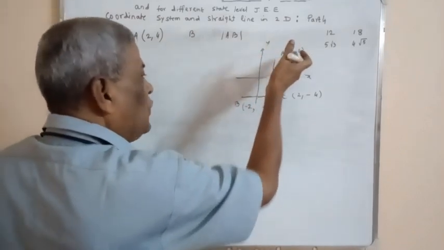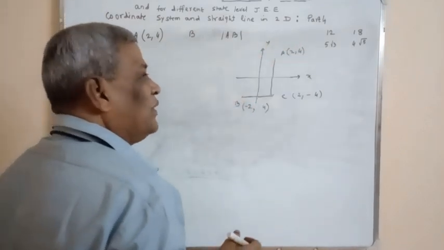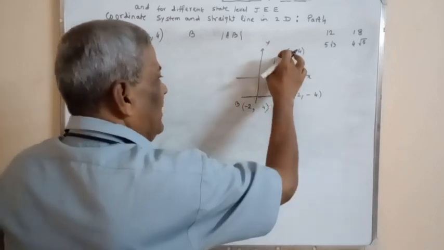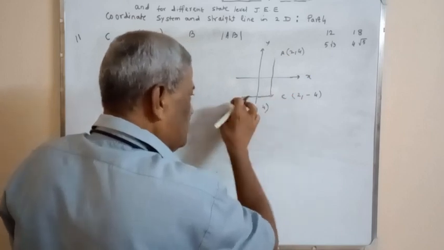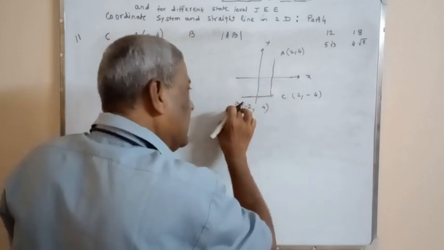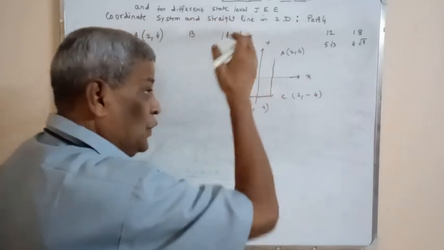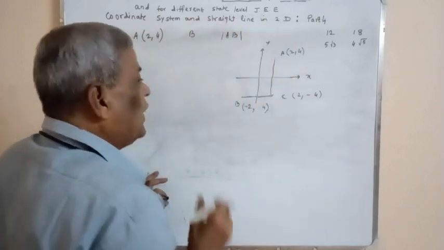From there you can always take, if C is the reflection of A and B is the reflection of C, then the coordinate of B will be (-2, -4). One on x-axis, one on y-axis.